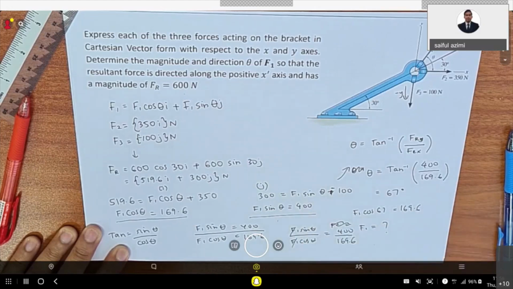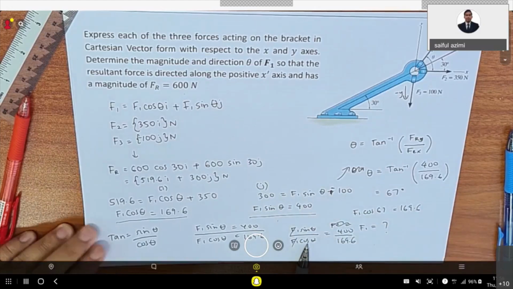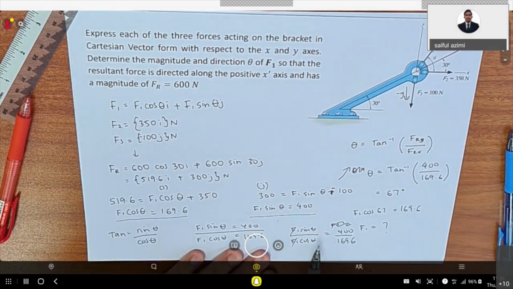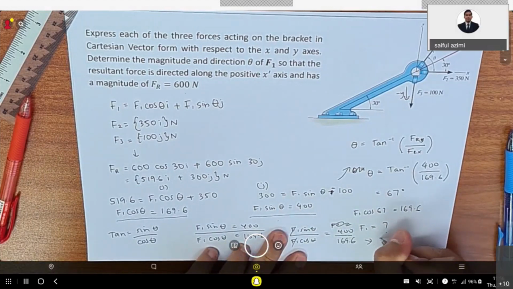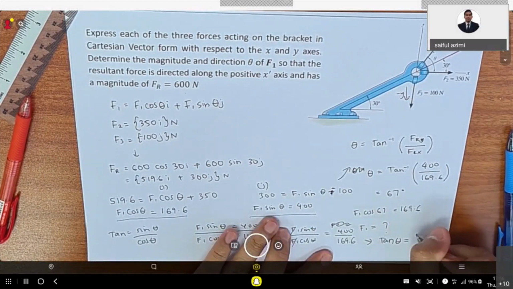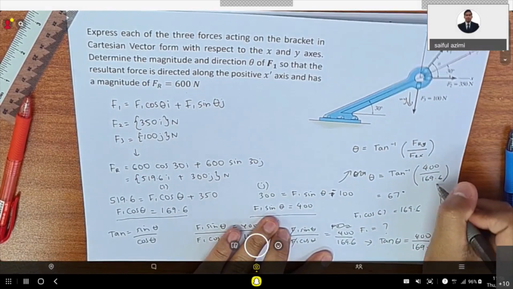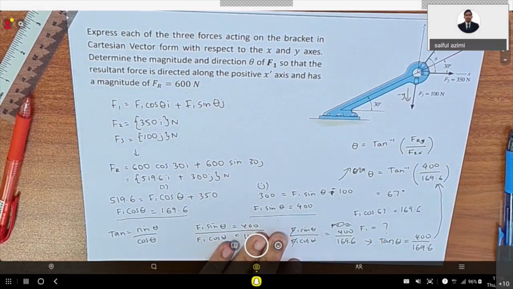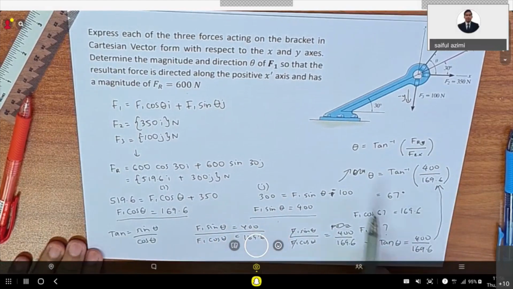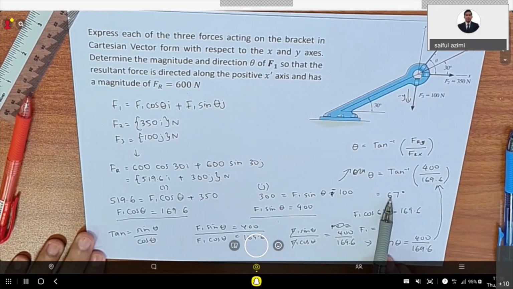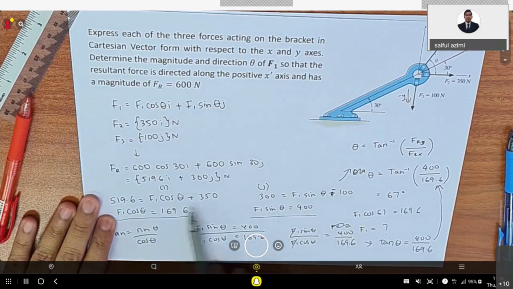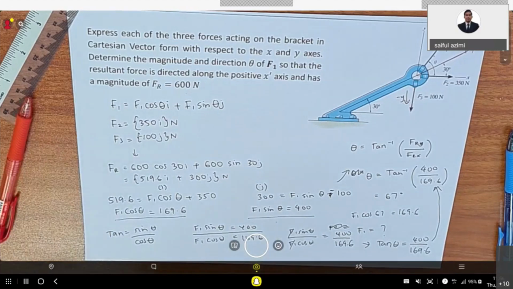So F1 we can cancel together. Sin theta over cos theta equals tan theta. So tan theta equals 400 over 169.6. So this is how we get this equation. From this equation, you get the value of theta, which is 67, and you can substitute here to find the value of F1. So can you understand this example?